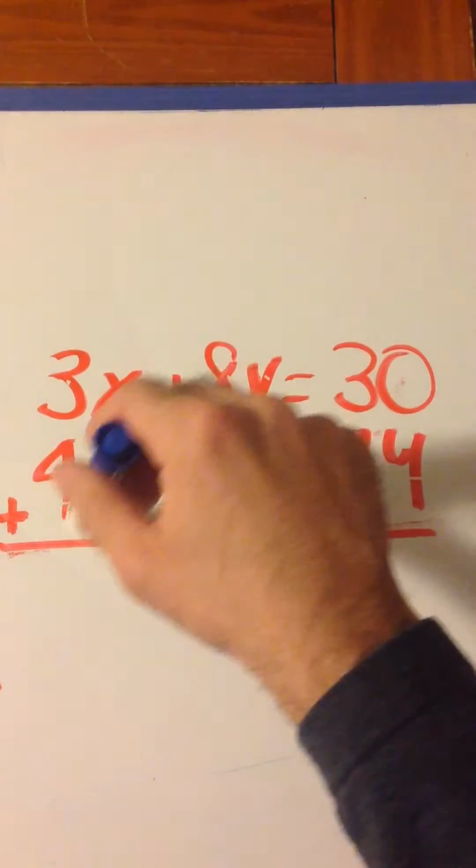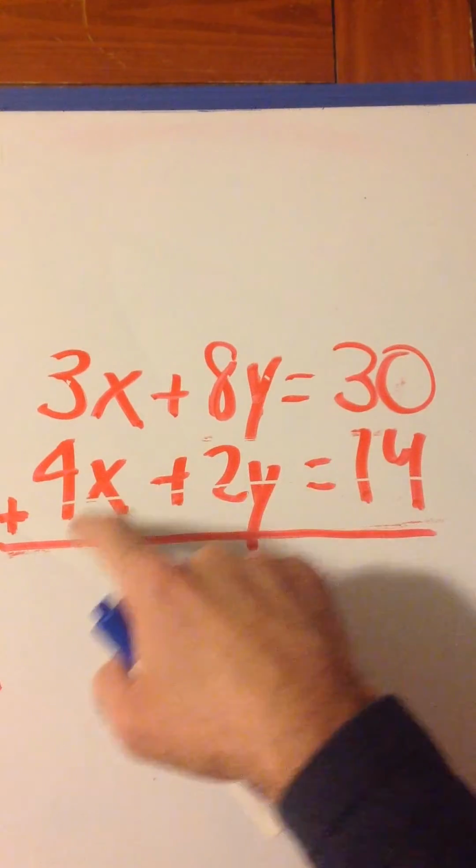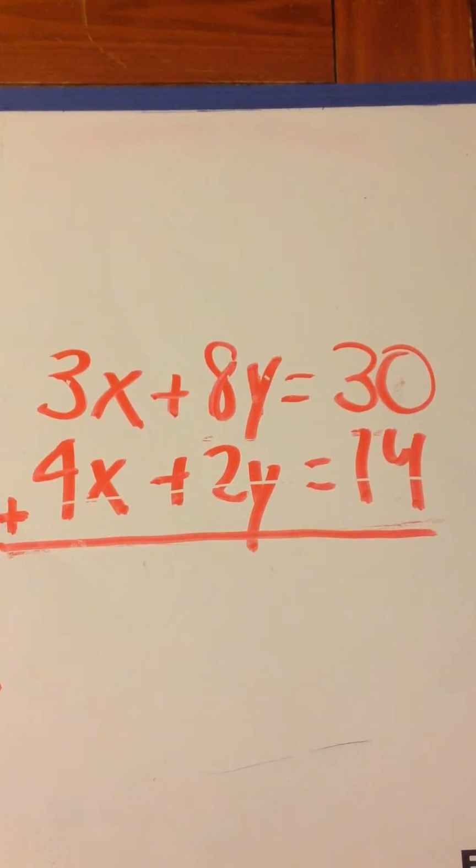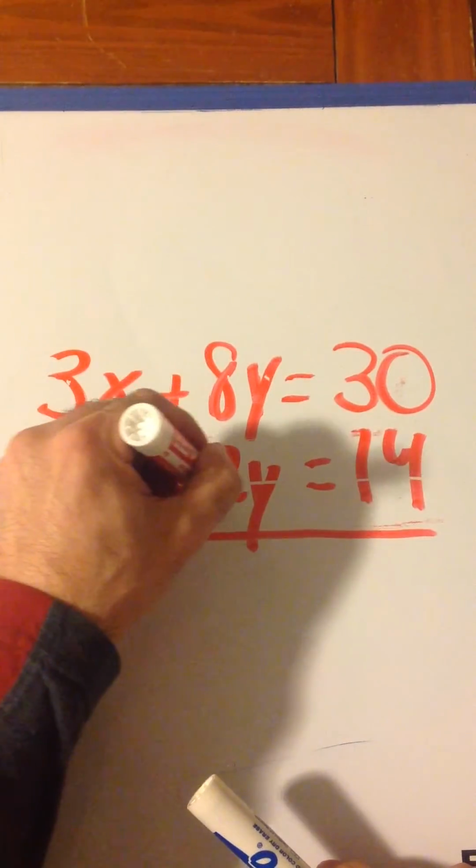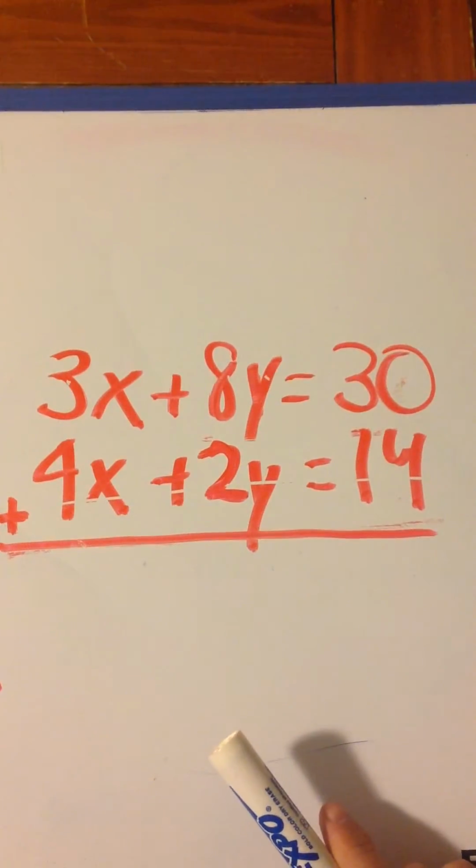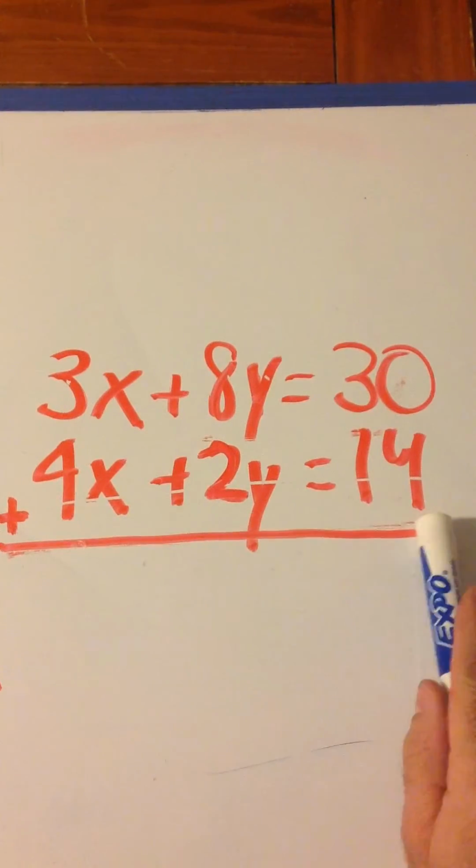or we can do the reverse. How can I get a 4? How can I get a 2? So you have to look at this, and I can see that if I can get an 8 by multiplying 4, I'm going to manipulate the bottom equation.